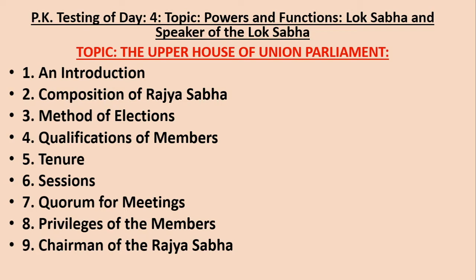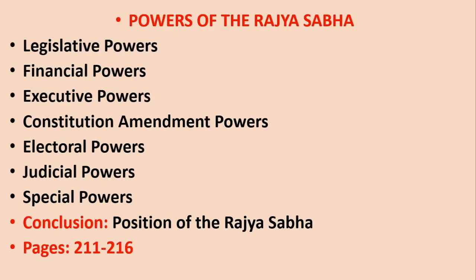I will discuss today's topic, that is the upper house of Union Parliament. Under this, I will discuss various objectives. The objectives of today's topic are, first is introduction, then composition of Rajya Sabha, then methods of elections, qualifications of members, tenure of Rajya Sabha, sessions of Rajya Sabha, quorum for meetings, privileges of the members and chairman of the Rajya Sabha.